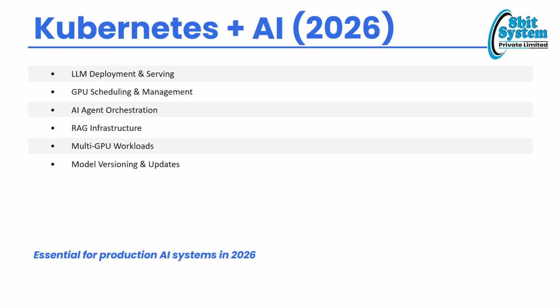Let's move to Kubernetes with AI in 2026. The biggest trend in 2026: Kubernetes is essential for AI infrastructure. Why? Because AI workloads are complex. LLM deployments serve large language models to millions of users. GPU scheduling, intelligent allocation of expensive GPUs. AI agent orchestration, coordinating multiple AI agents.